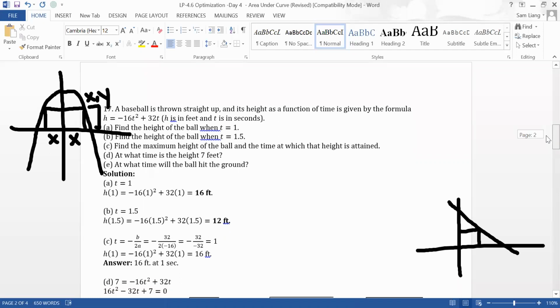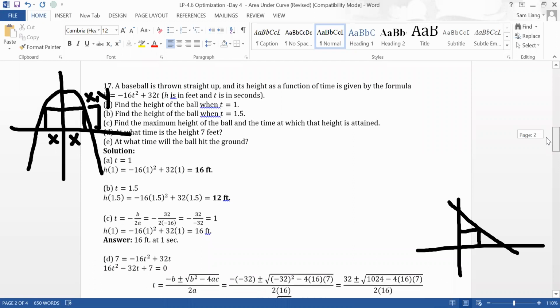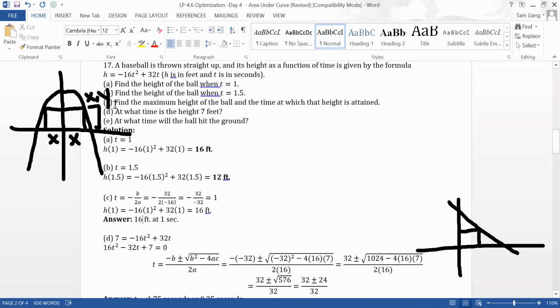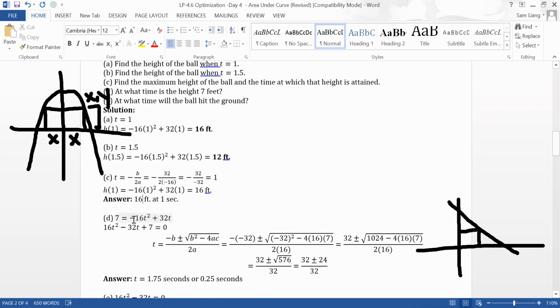All right, next we have part D. At what time is the height 7 feet? So for this one, we set h equal to 7 and then solve for t. Okay, so 7 equals that equation. And here we actually have to use the quadratic formula. 16t squared minus 32t plus 7 equals 0. So apply the quadratic formula to this.